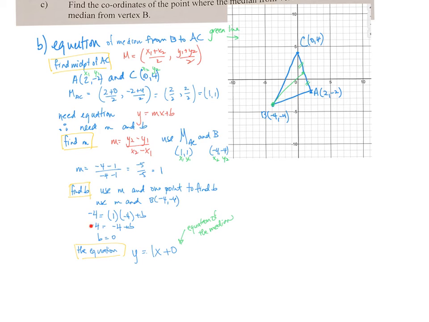Found the slope to be 1, and then I substituted that slope into the y equals mx plus b formula here. I substituted in the slope of 1 and -4 and -4 for y and x, because -4, -4 was the vertex B, so I could just use 1 point. I determined that little b equals 0, and then I put it all back into the equation, and the equation of this median is y equals 1x.